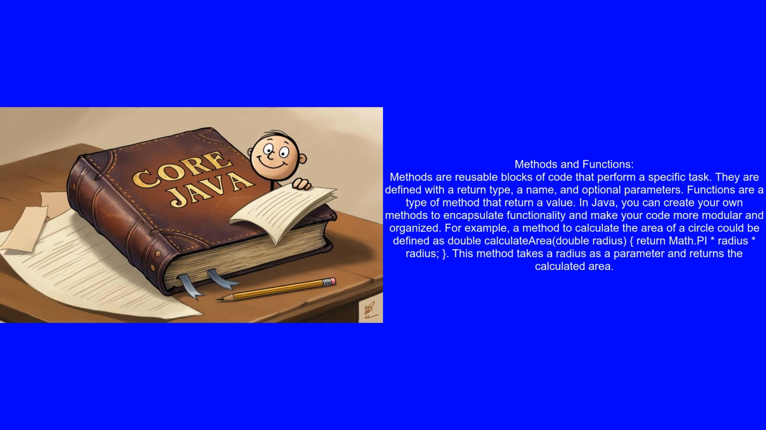For example, let's say you want a method to calculate the area of a circle. You could define it like this: double calculateArea(double radius) { return Math.PI * radius * radius; }. This method takes the radius as a parameter and gives you back the calculated area. Cool, right? It's a great way to break down your code into smaller, more manageable pieces.